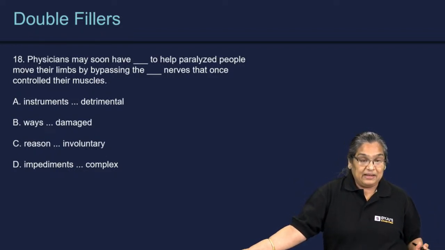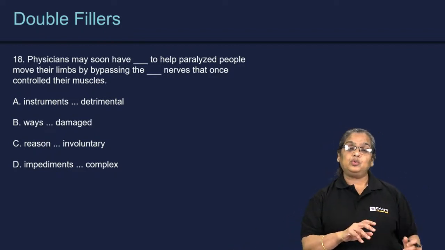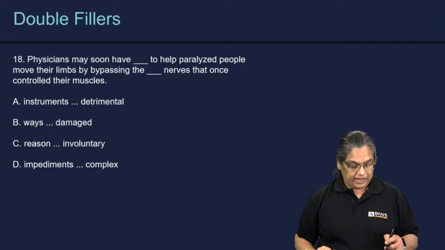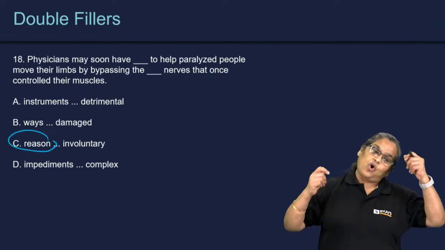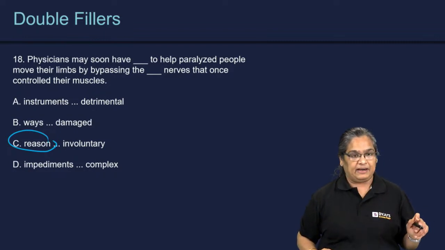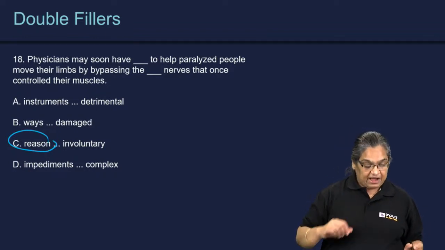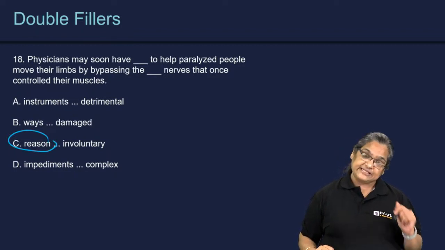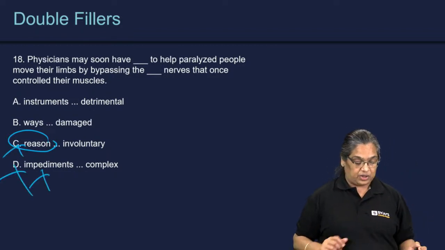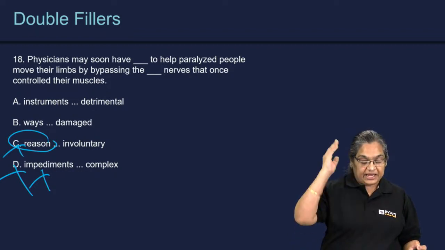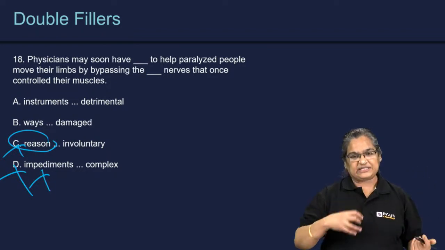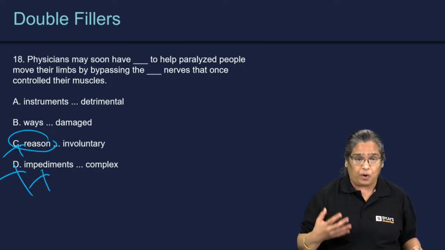When you have reason to do something, that means cause to do something. Physicians always have a reason to help people. So reason won't work. Physicians have instruments or ways is correct. Impediments means obstruction. So this is out, this is out. Now between A and B, use instruments and ways. They may have developed instruments, they may have devised ways or methods.